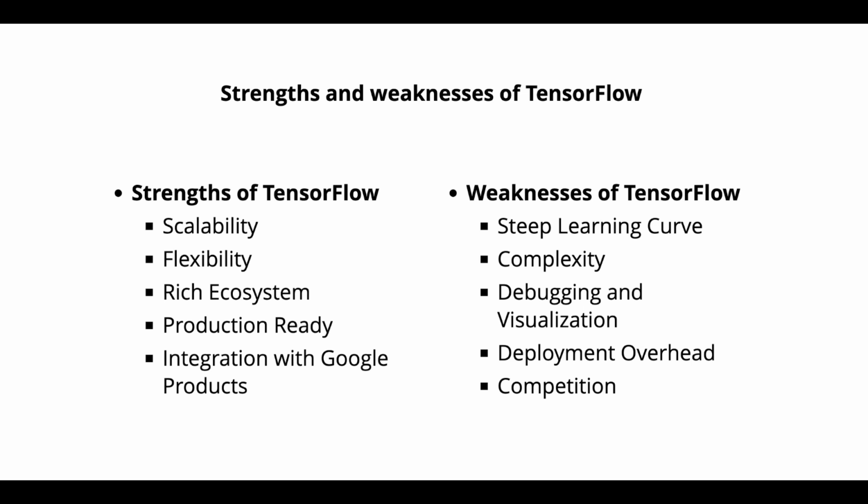Flexibility. TensorFlow offers both high-level and low-level APIs, providing developers with flexibility to choose the level of abstraction that best suits their needs. High-level APIs like Keras make it easy to build and train models with minimal code, while low-level APIs offer more control over model architecture and training process.